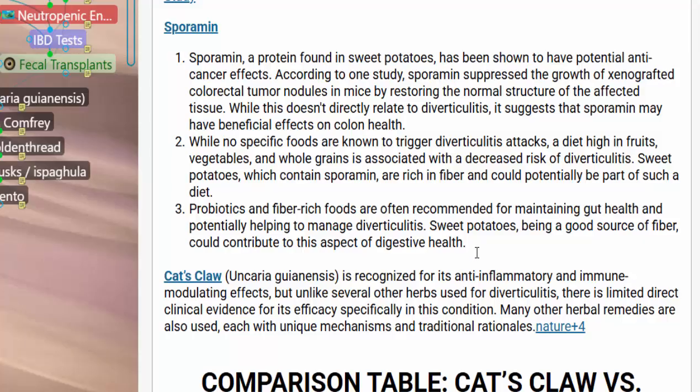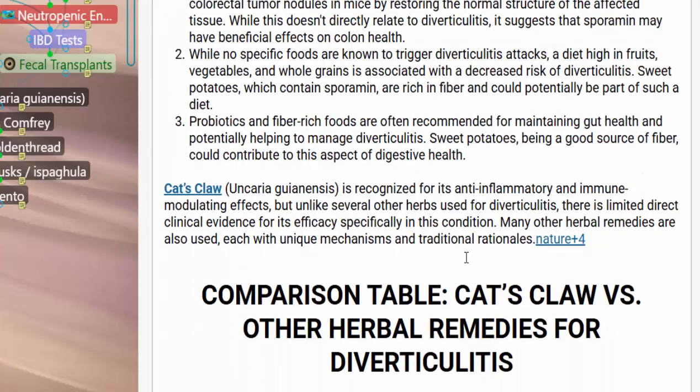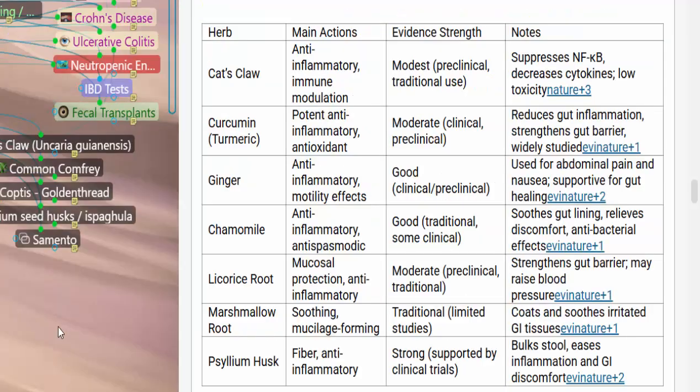There's another herb, cat's claw. It's recognized for its anti-inflammatory and immune-modulating effects. There's limited direct clinical evidence for its efficacy in this condition, and there are many other herbal remedies used, each with unique mechanisms and traditional rationale. This table compares cat's claw with other herbal remedies.